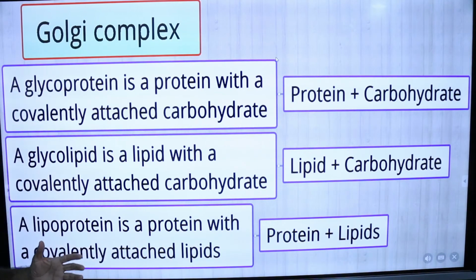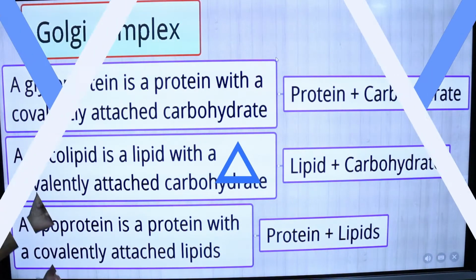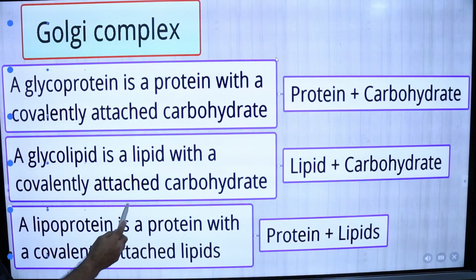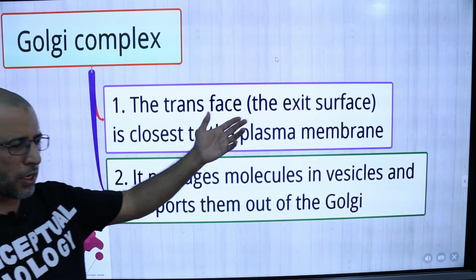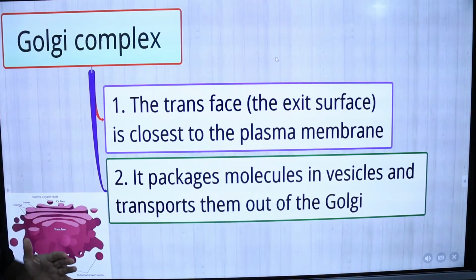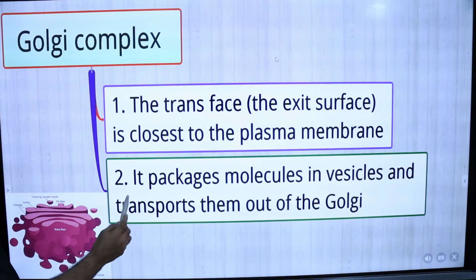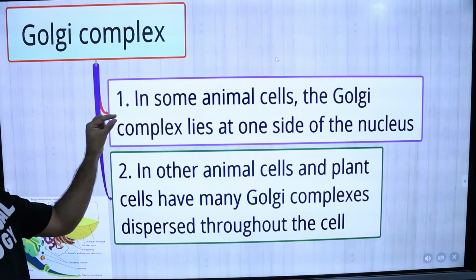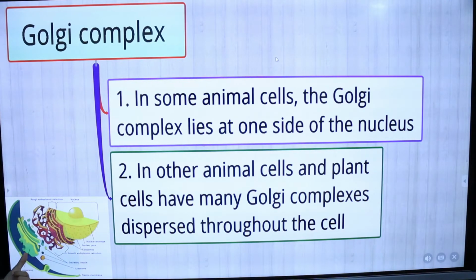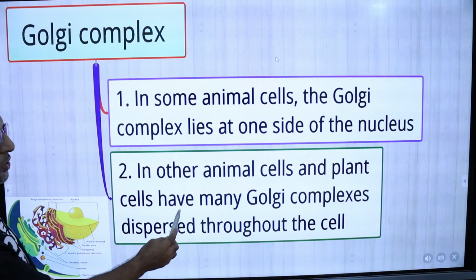So, this is the function of Golgi complex, that it modifies the protein into glycoprotein and lipoprotein, as well as it synthesizes glycolipid. Trans phase, which is the third region of Golgi complex, is called the exit surface, and this exit surface is close to plasma membrane. It packages molecules in vesicles that transport out from the Golgi. In some animal cells, Golgi complex is present at one side of the nucleus, but in other animal cells and plant cells, Golgi complex is dispersed throughout the cytoplasm.